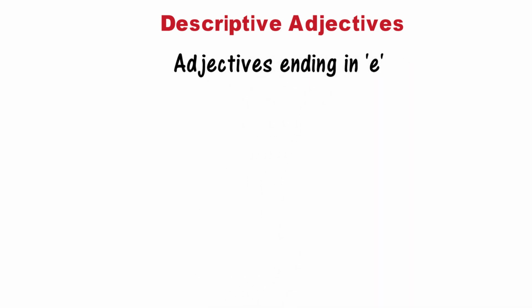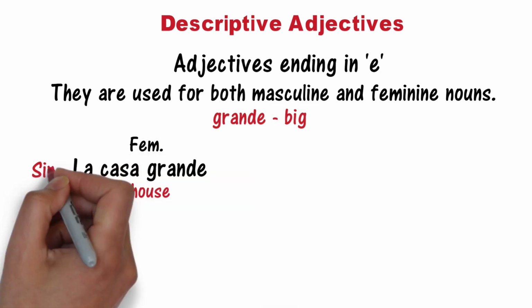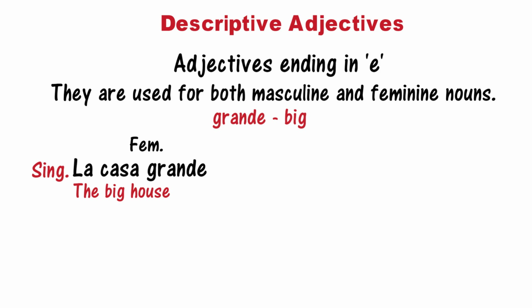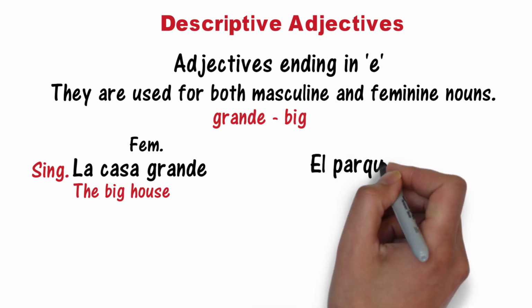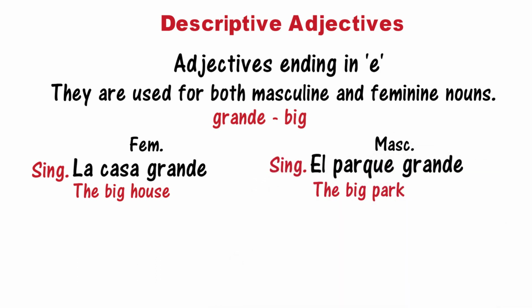Adjectives that end with a are used for both masculine and feminine nouns. We don't have a separate way of using them in the masculine form and the feminine form. They are all used for masculine and feminine nouns. They do not change. For example, we have la casa grande. Over here, our adjective is grande, big. So we have la casa grande, el parque grande. La casa is feminine and el parque is masculine, but they both use the same form, grande. You don't change it.